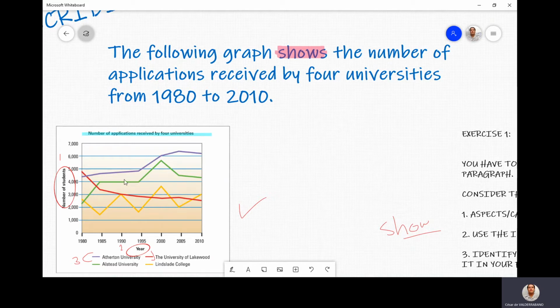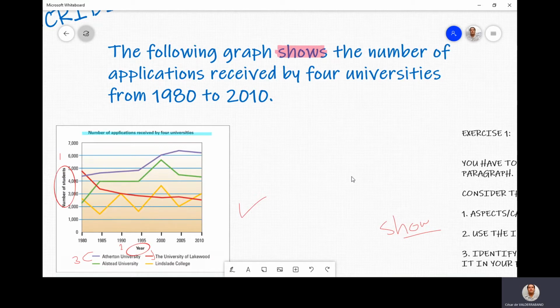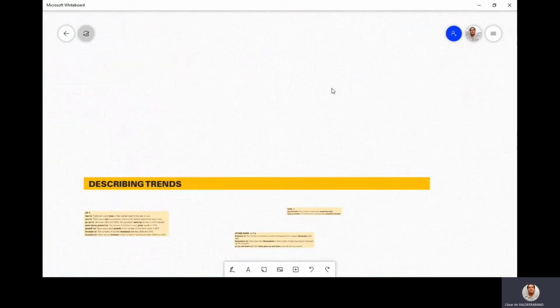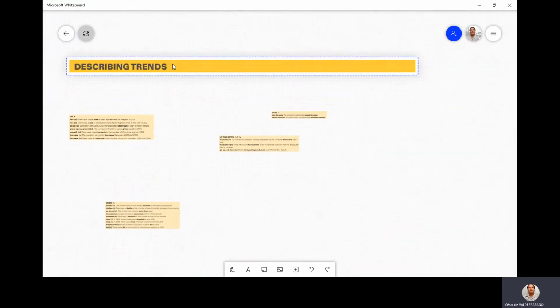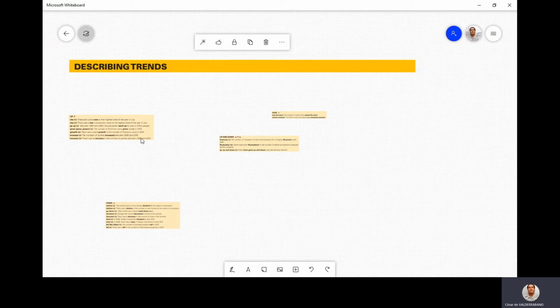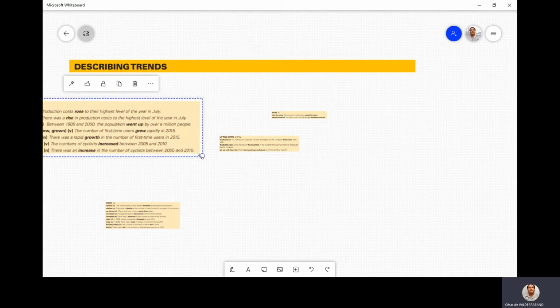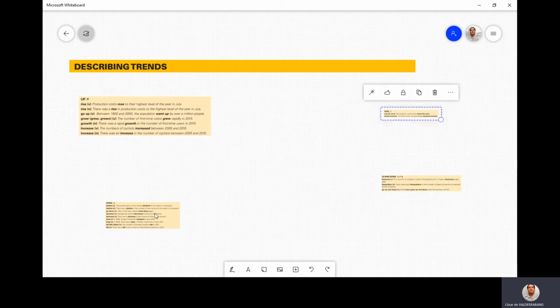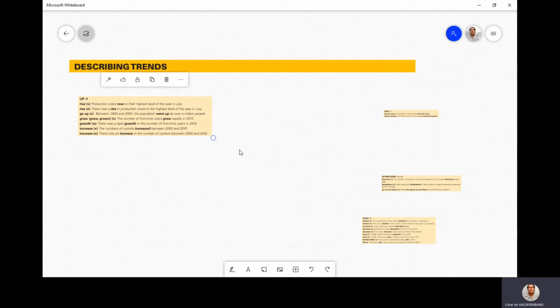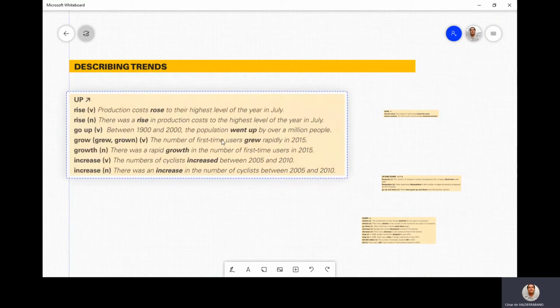So let's go to the next part, which is describing trends. We have to describe trends. Here we have the information about describing trends. What are trends? The changes, the highest point, the lowest, how it's changing over time, and we have to use the correct vocabulary. I want to start by showing you trend number one, when it goes up.